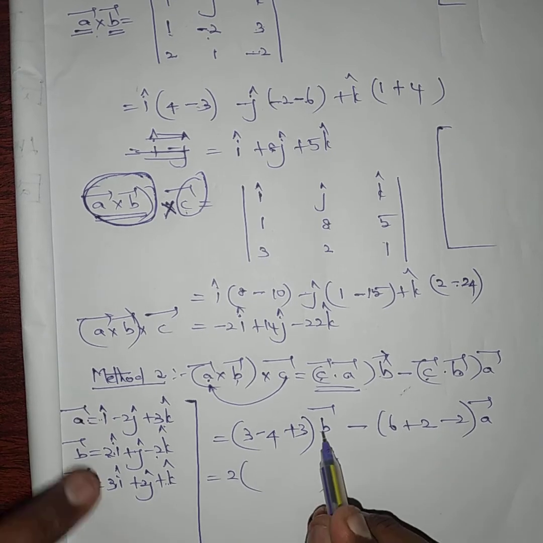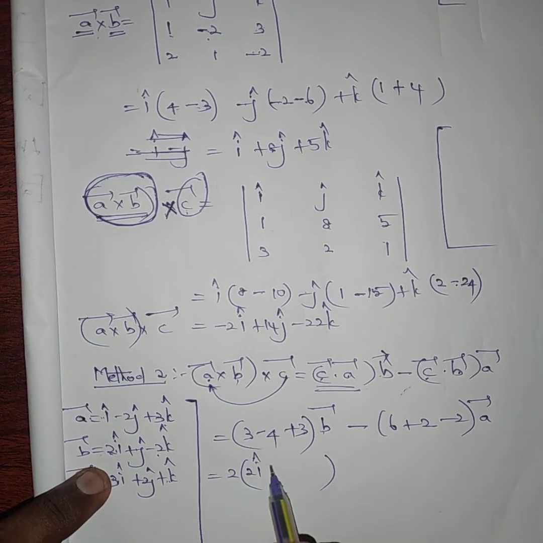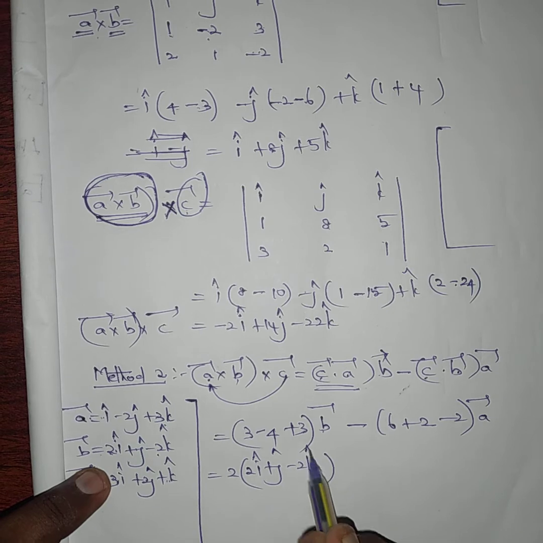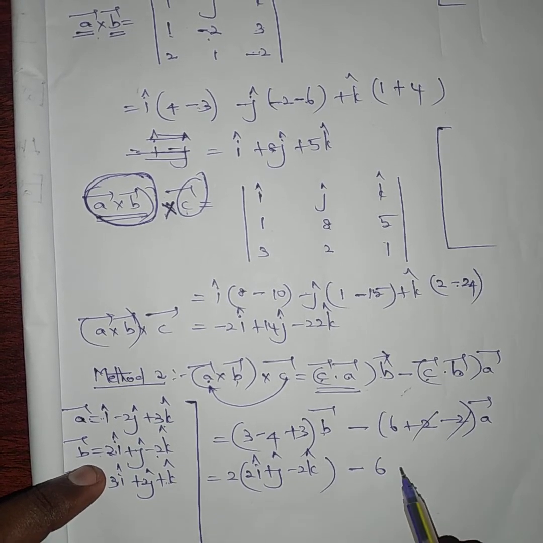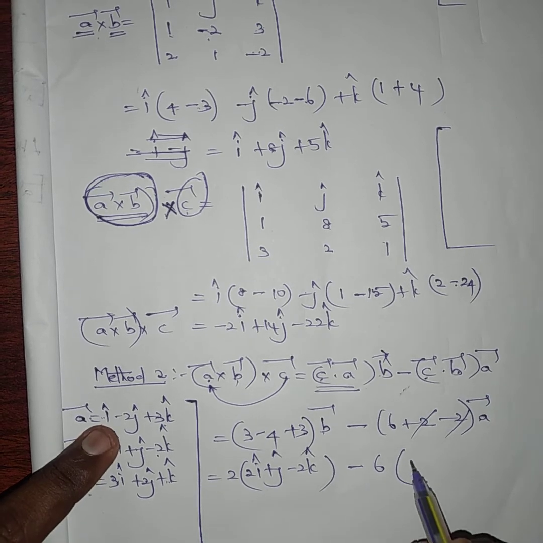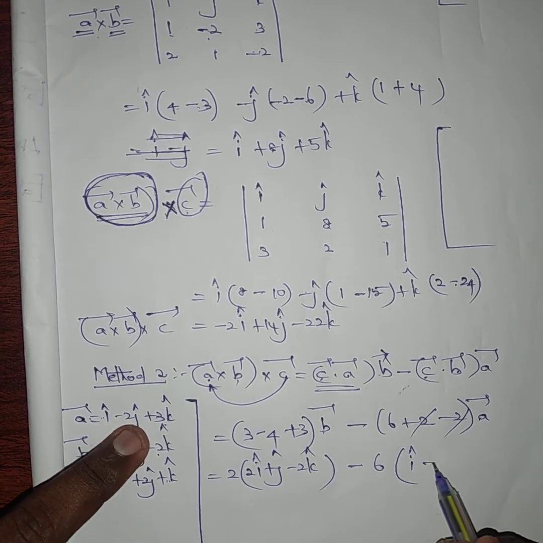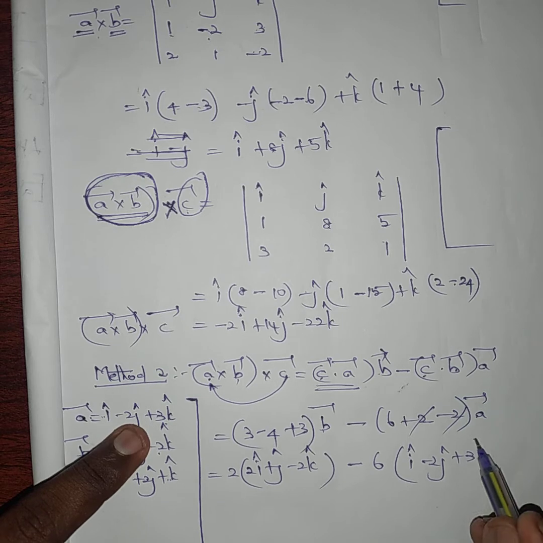Then what is B vector? We need to write B vector. What is B vector? 2 i cap plus j cap minus 2 k cap, minus plus 2 minus 2 cancel. There will be only 6. We need to write A vector. What is A vector? i cap minus 2j cap plus 3k cap.